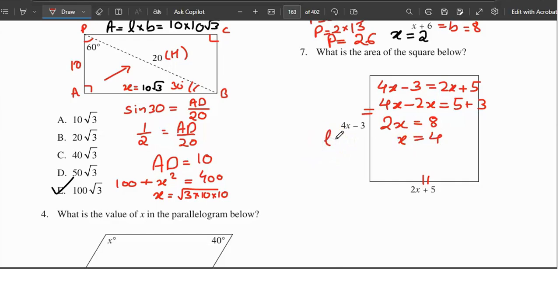Now if we consider this side as length, breadth, whatever, this should be equal to 4 into 4, that is 16, minus 3. So it's coming as 13. You don't need to calculate this one, but it will also come as 13 only. And the area is equal to side square. That is 13 square. So the area is coming as 169 units.